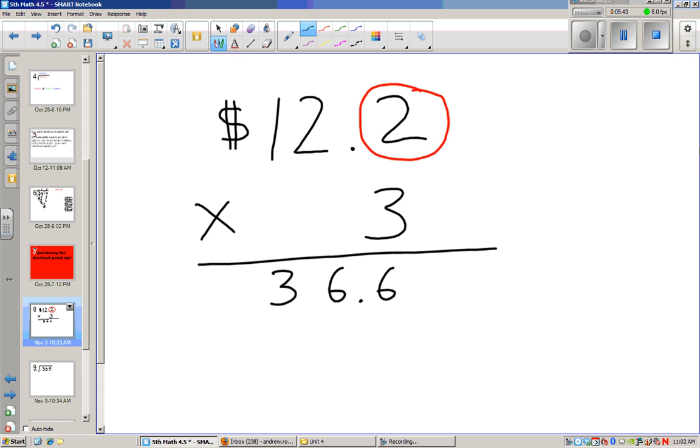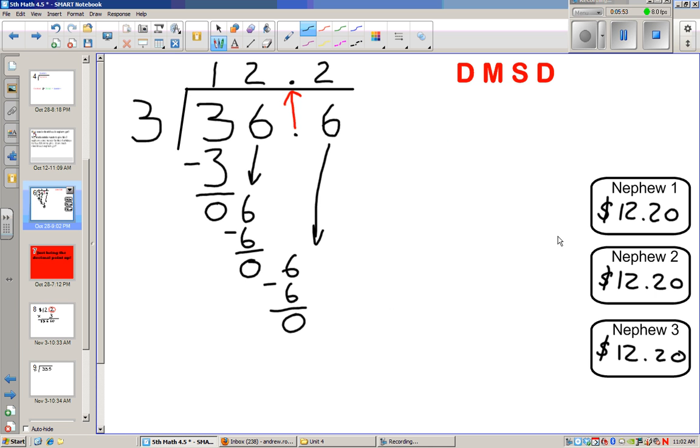And this is the number that I was looking for, 36.60. That's the amount of money that I had to give to my nephew. So it looks like I was right over here that $12.20 is how much each nephew is going to get.